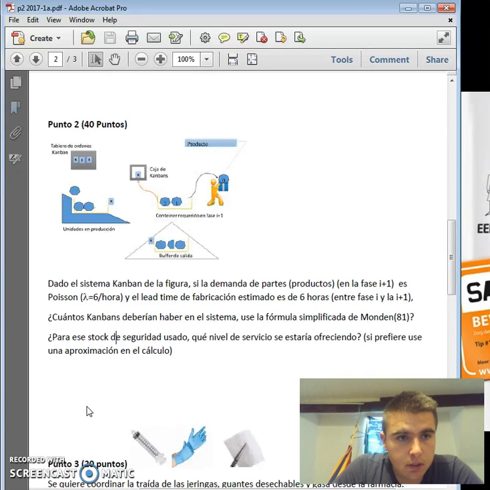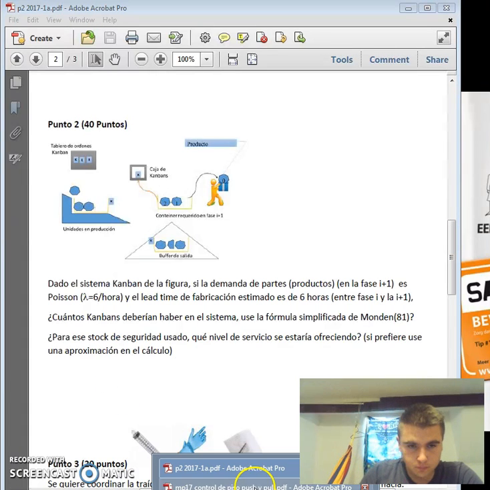So we're going to talk about question 2 right now, in which we have a Kanban system with a Poisson demand of lambda 6 units per hour and a lead time of 6 hours. And the questions are: how many Kanbans should we have in the system using the formula of Monden, and with this security stock that we were using, what is the level of service?